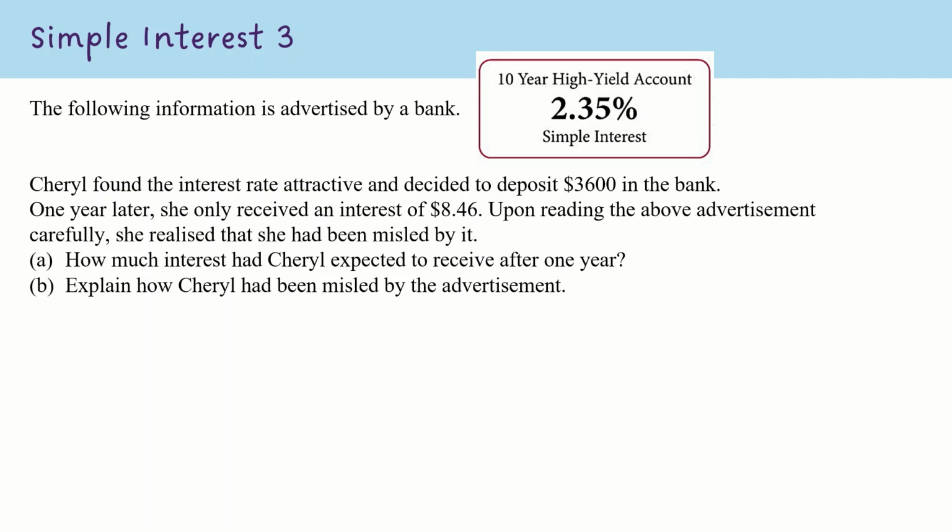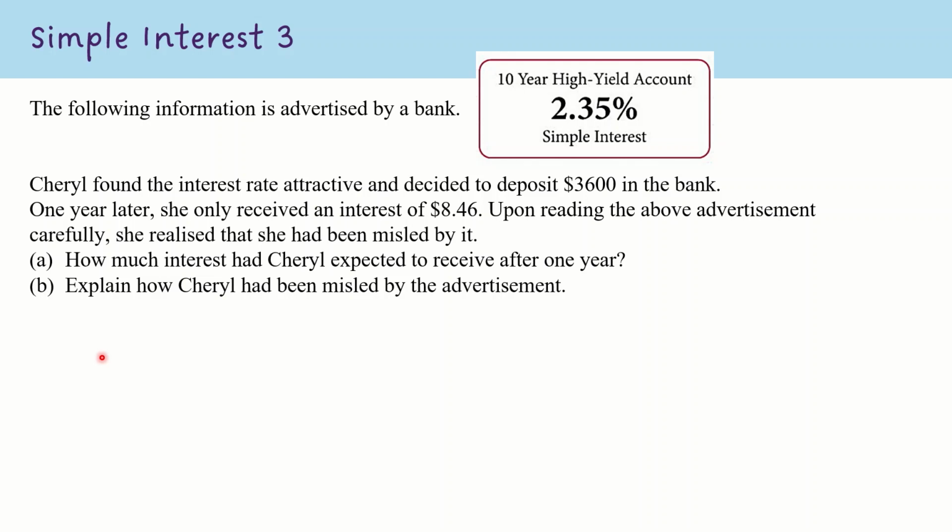In this third example on simple interest, we have the following information being advertised by a bank. It says here 10-year high yield account, 2.35% simple interest. Cheryl found the interest rate very attractive and decided to deposit $3,600 inside the bank. 1 year later, she only received an interest of $8.46. Upon reading the above advertisement carefully, she realized that she had been misled by it. So how much interest had Cheryl expected to receive after 1 year? That's the question in part A.